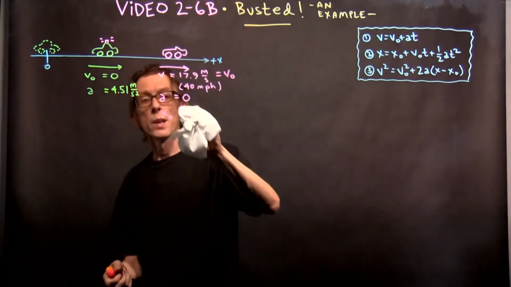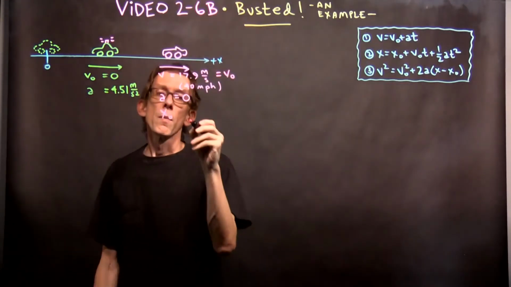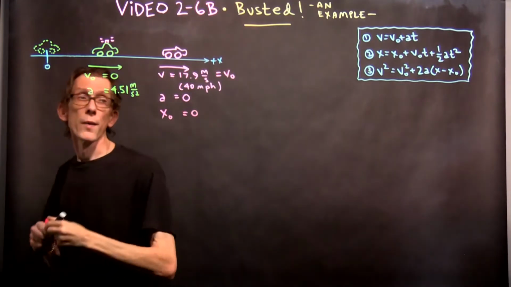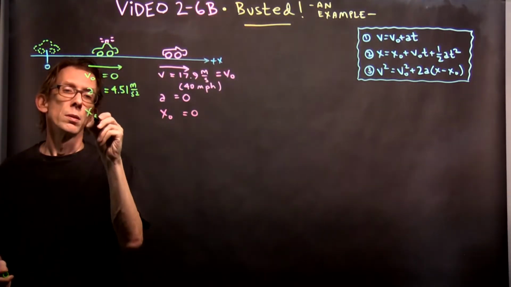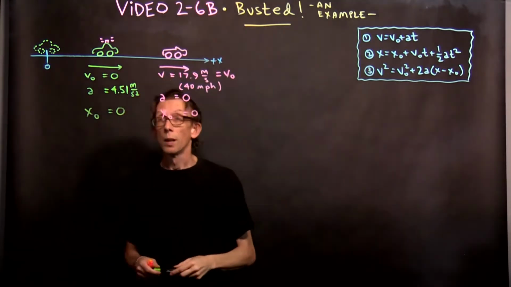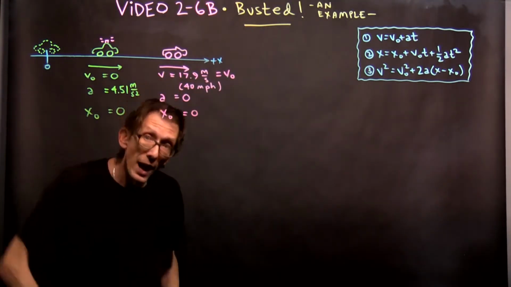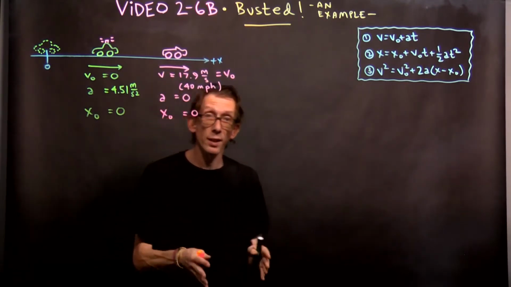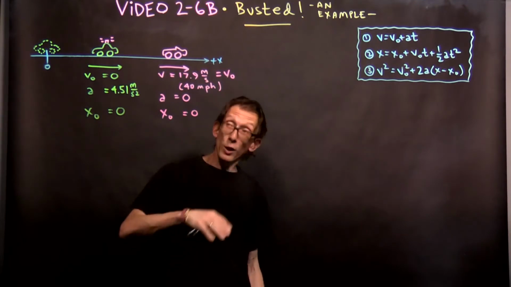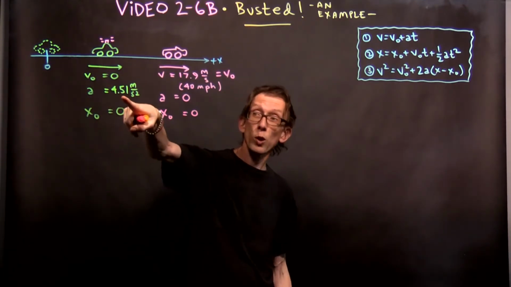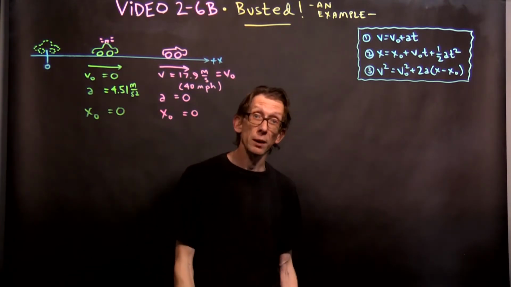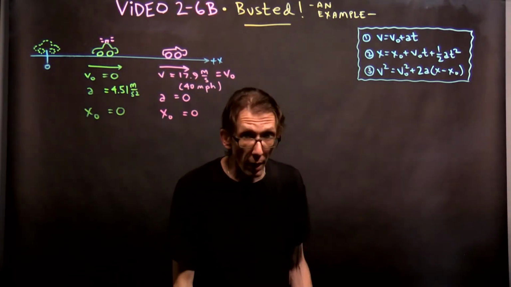My initial position, me, the speeder, my initial position is 0, and so is the police officer's initial position equal to 0. And we also know the police officer's initial velocity is equal to 0 because he's at rest, he's just getting in his car, he's going to come after me, okay? And when he gets in the car and takes off after me, he's going to be accelerating at 4.51 meters per second squared. In other words, he's speeding up.